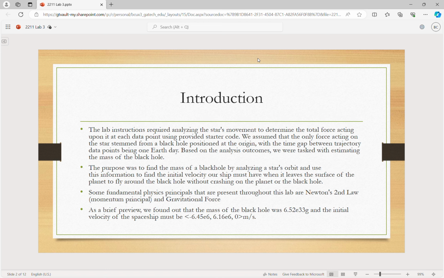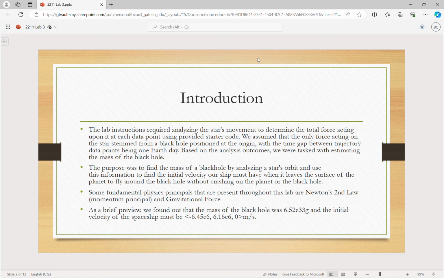My first bullet point is just restating what the instructions of the lab were. The purpose was to find the mass of the black hole by analyzing a star's orbit, and we use this information to find the initial velocity our ship must have when it leaves the surface of the planet to fly around the black hole without crashing on the planet or the black hole. Some fundamental physics principles present in this lab are Newton's second law and gravitational force.